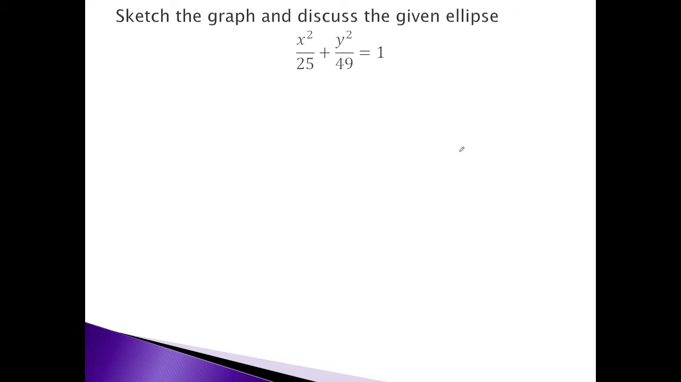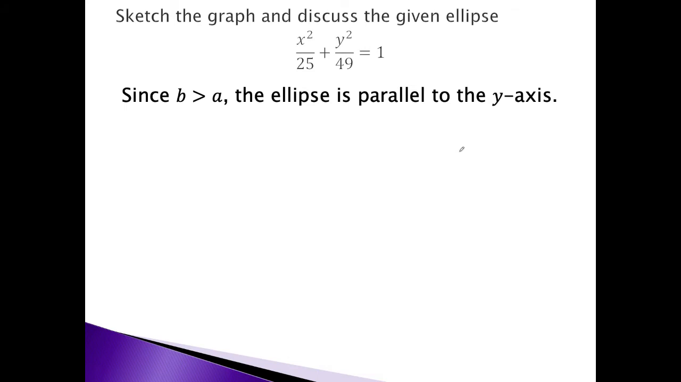And again, I'm going to encourage you right now to use your card that I suggested that you write so that you know which one you're looking at. For this one, the denominator under the y squared is bigger, so that means that we're parallel to the y-axis. This tells us that b is greater than a, so the ellipse is parallel to the y-axis. We know that a squared equals 49, so a equals 7. We know that b squared equals 25, so b equals 5.